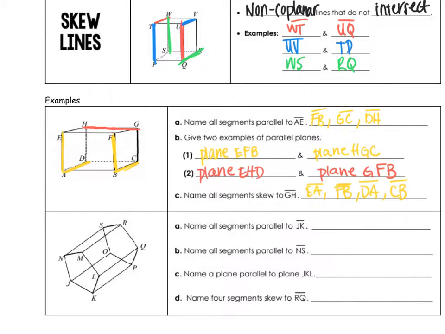Alright, now we want all the segments of this figure parallel to JK. So if we look at JK, the segment that's parallel is OP. Name all the segments parallel to NS. So NS is right here. So parallel to NS, they have to go the same direction. So JO and KP and LQ and MR.